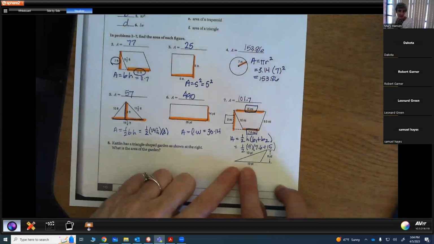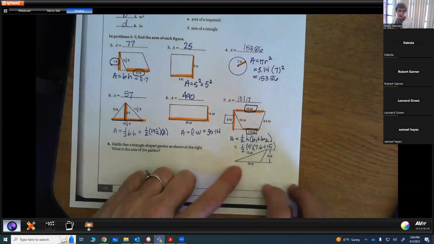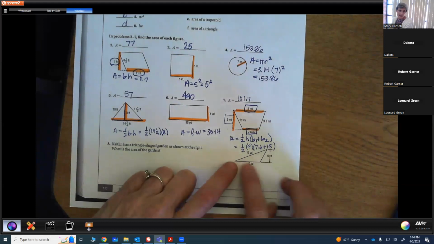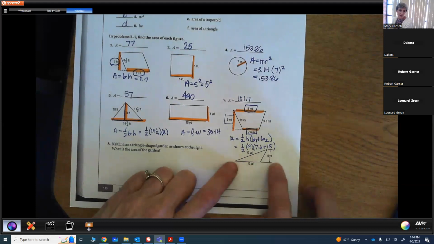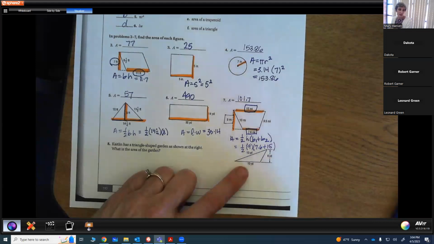The base would be the 10 because the base and the height have to meet at 90 degrees. Oh, okay. So whenever you find your height, it meets the base at 90, or in this case, an extension of the base. All right, I got 30 for that one. I'm not sure if that was correct. So yeah, that'd be right, because 10 times 6 is 60, and you take half of it, and that's 30. Okay, cool. So you would be correct on number 8.